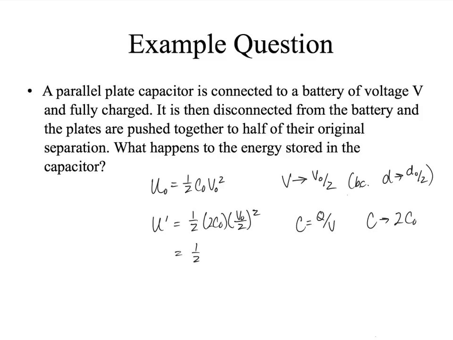So we have 1/2 times 2C0 times V0 squared over 4. And notice that this is going to be equal to 1/2 C0 V0 squared, and then times a factor of 1/2. So the new energy is equal to the old energy divided by 2. And so our energy has actually decreased by a factor of 2 by changing this capacitor.